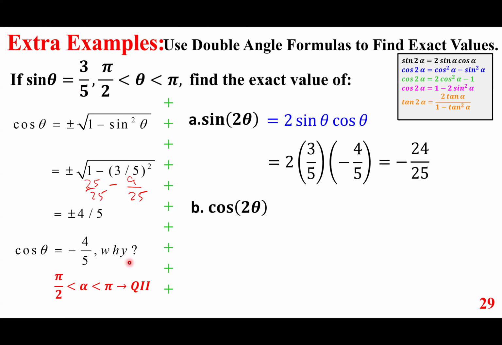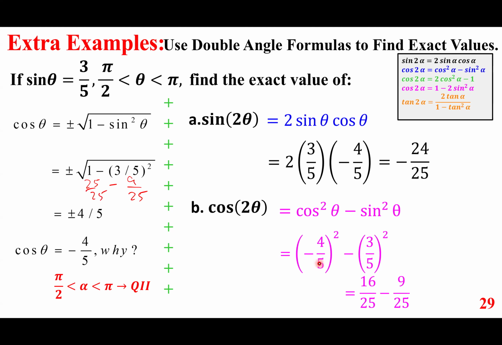So with that being the case, we use one of those formulas. Cosine squared is negative 4 over 5 squared minus sine squared, which is 3 over 5 squared. This is positive 16 over 25. This is positive 9 over 25. Subtract 9 over 25 from it, and you get 7 over 25 as the final answer.